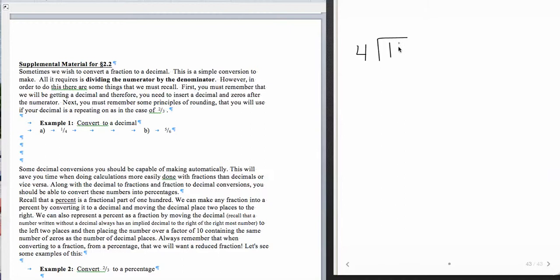We are going to place a decimal just to the right of the whole number here, and then we're going to add as many zeros as it takes. That's always the case when you do decimals. Then we put a decimal up in the quotient, and then we go ahead and divide. 4 won't go into 1, so we'll put a 0, and then 4 will go into 10 2 times, and then we have 2 left over, and 4 will go into 20 5 times.